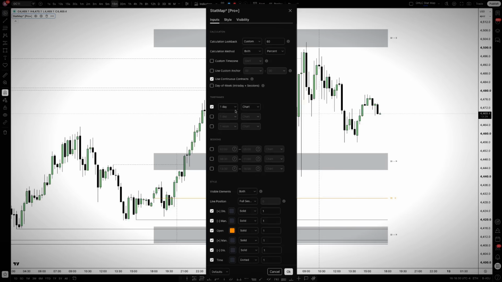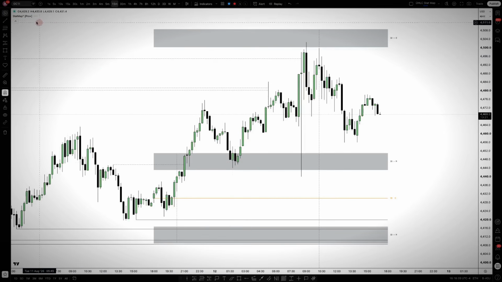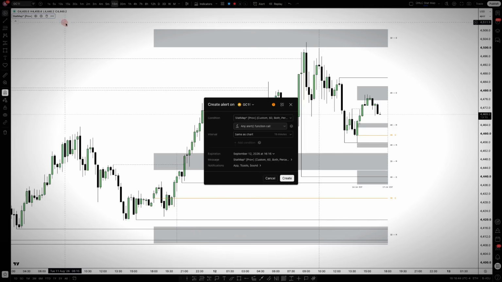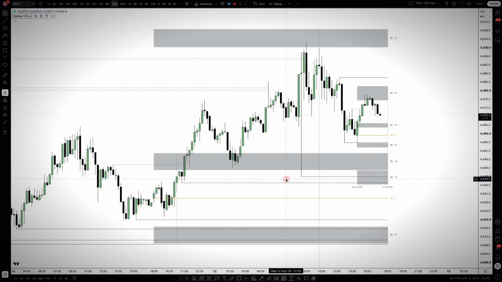In this case, let's look at a daily stat map. If I also wanted to look at the 4-hour, I can just toggle on the 4-hour here. The moment I have those stat maps enabled, I wait for the indicator to load, then go over here and add alert. If you want the alert the second that price trades to that level, set this to the 1 minute, so the moment price trades into these manipulation distribution levels, you'll get the alert. Then hit create, and it'll show an active alert in your indicator alerts panel.